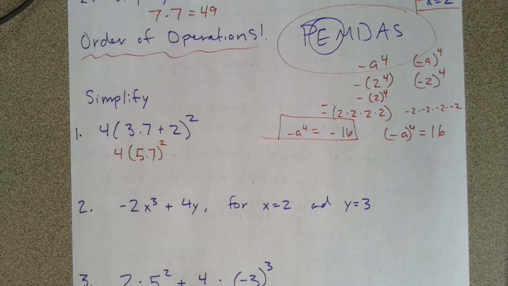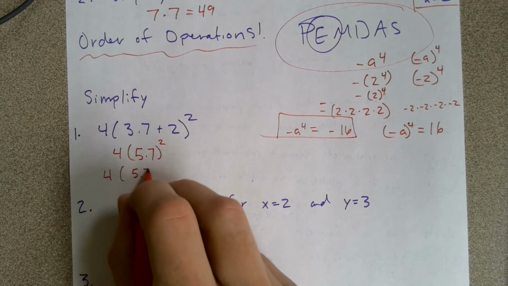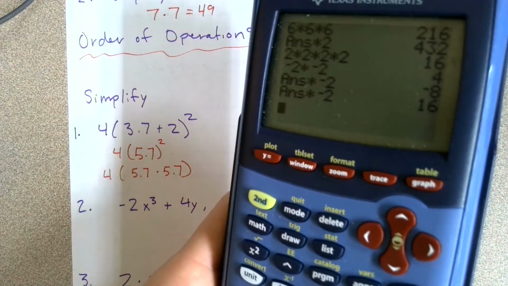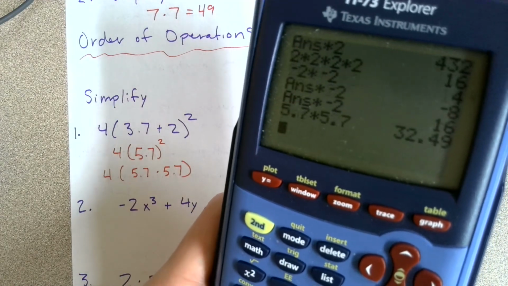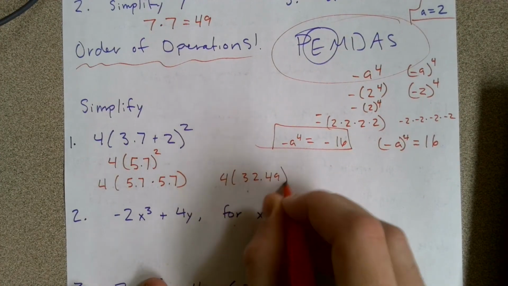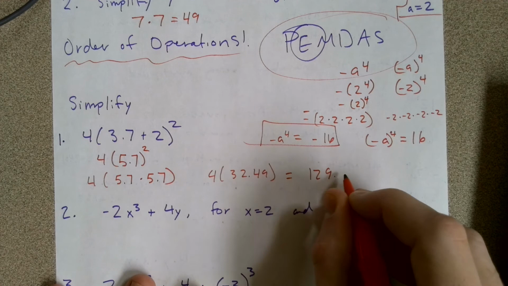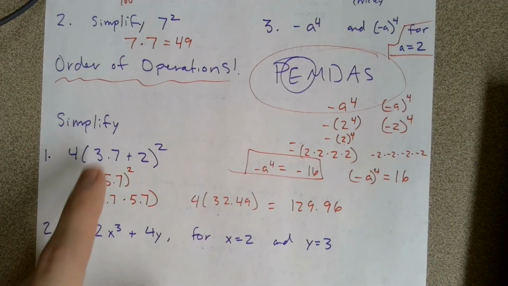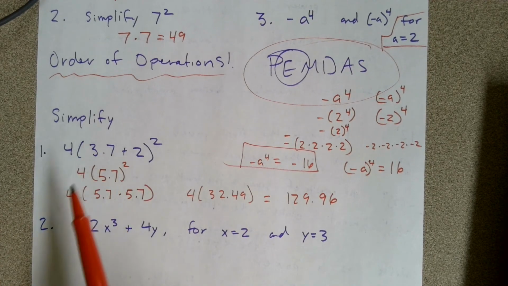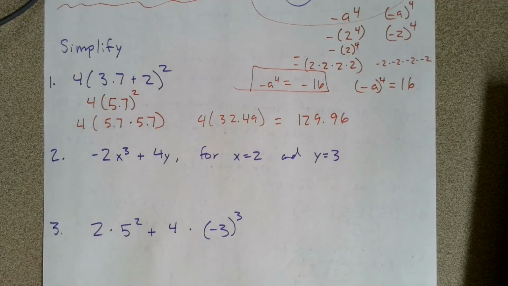Next up is our exponents. It's our time to shine. Let's do those exponents first. I'm going to rewrite this as 4 times 5.7 times 5.7, times itself 2 times. Punch that one in on my calculator. We got 32.49. 4 times 32.49, and finally we get a solution of 129.96. We followed those PEMDAS rules. We started with our parentheses. From there, we did our exponent, our 5.7 times 2. And then we went on to our multiplication. Follow those PEMDAS. That's going to be super important in today's lesson.